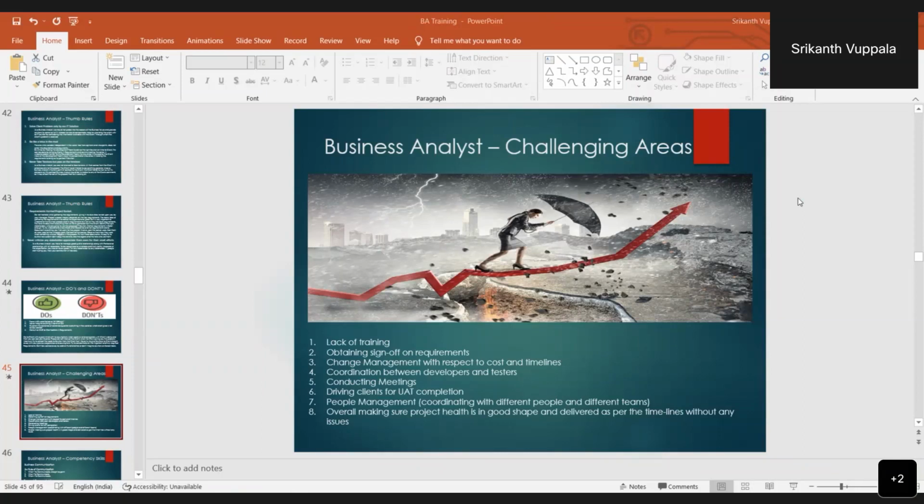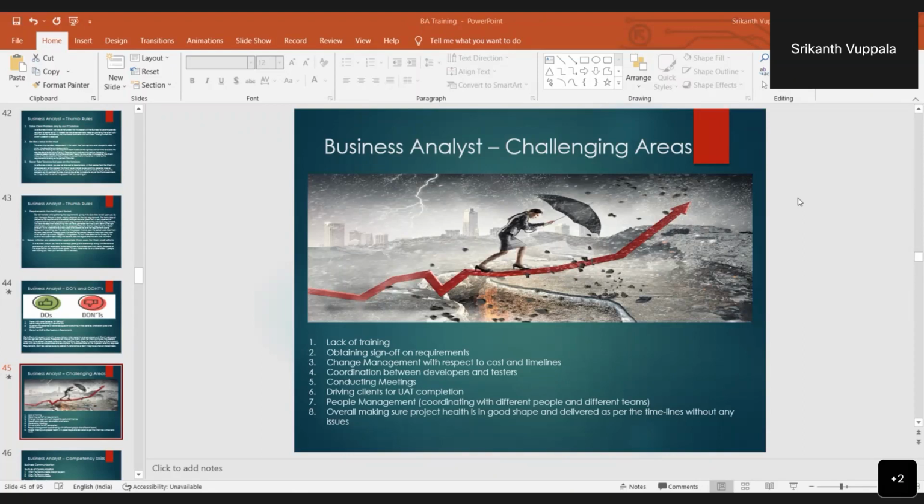Coordination between developers and testers is also a challenging thing, because the developer says the requirement is like this, or the tester says otherwise. The understanding level between the developers and testers would sometimes be different. So we should be able to put in the right example, and we have to make them understand.